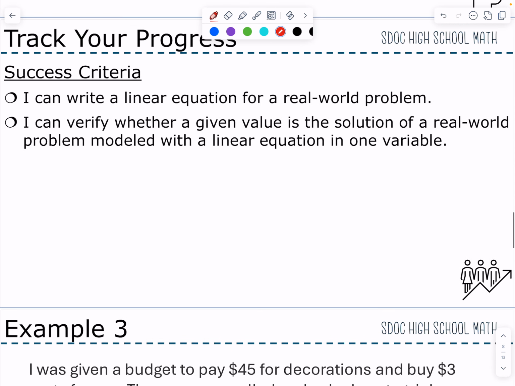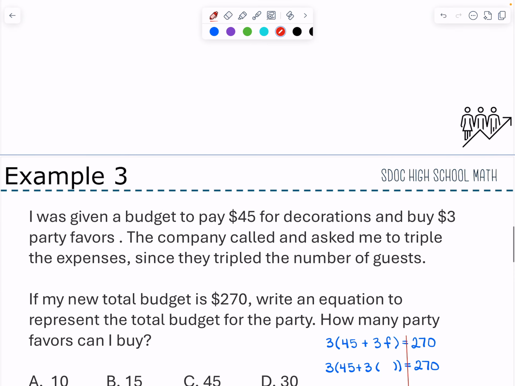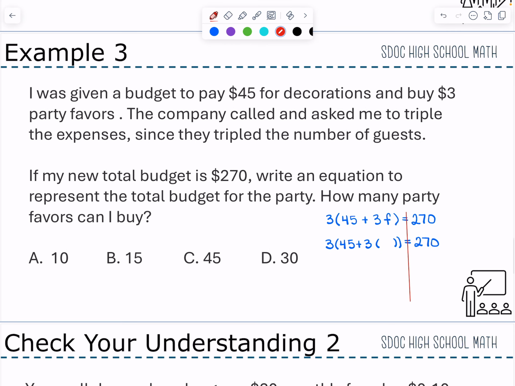All right, so now track your progress. How are you feeling right now? Can you write a linear equation? Can you verify whether a given value is a solution of a real world problem? Let me know. All right, example number 3.